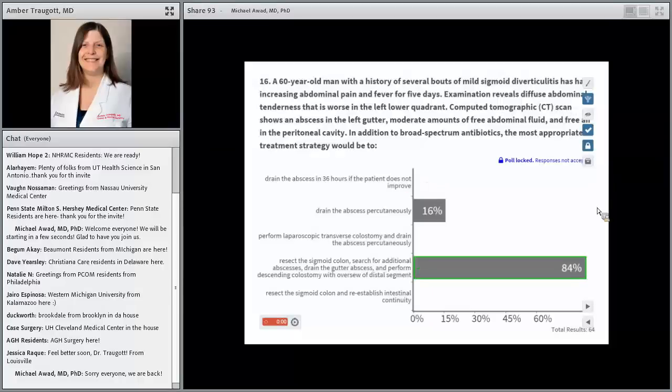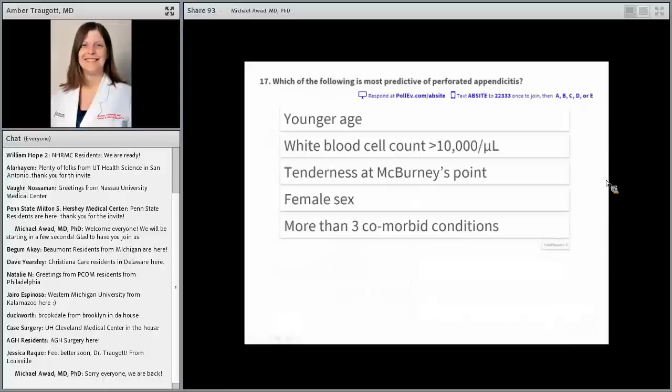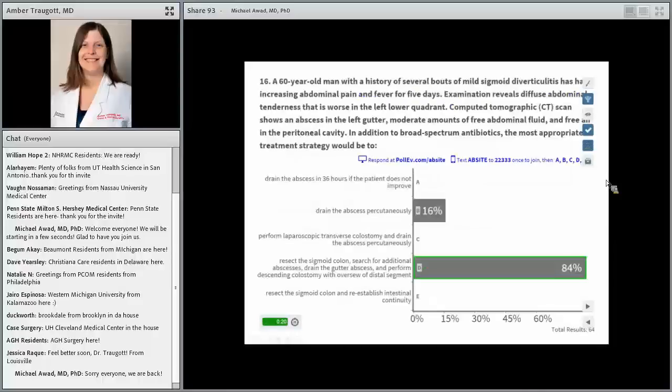All right, so this is correct. This is a patient that has at least Hinchey 3 diverticulitis. He has free air and abdominal examination findings that are concerning. And for that reason, he's not a candidate for a local percutaneous procedure.